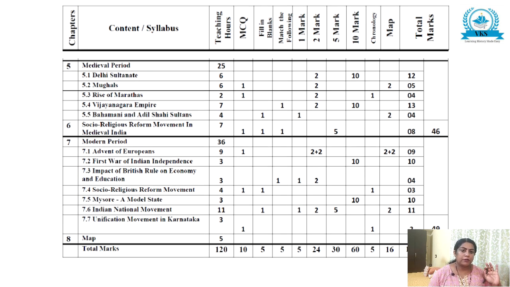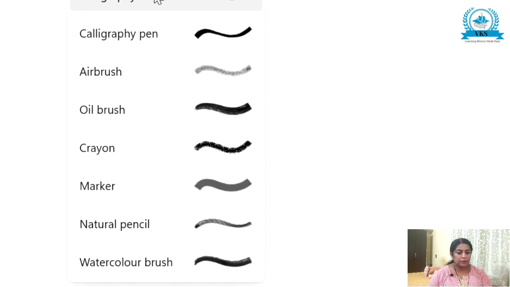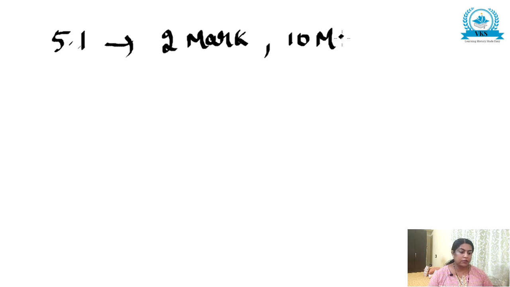Regarding chapter 5, that is the medieval period, 5.1 Delhi Sultanate. From this chapter, a 2-mark question and one 10-mark question can come. So there is the 5.1 Delhi Sultanate chapter. In 5.1 you will have a 2-mark question and a 10-mark question.